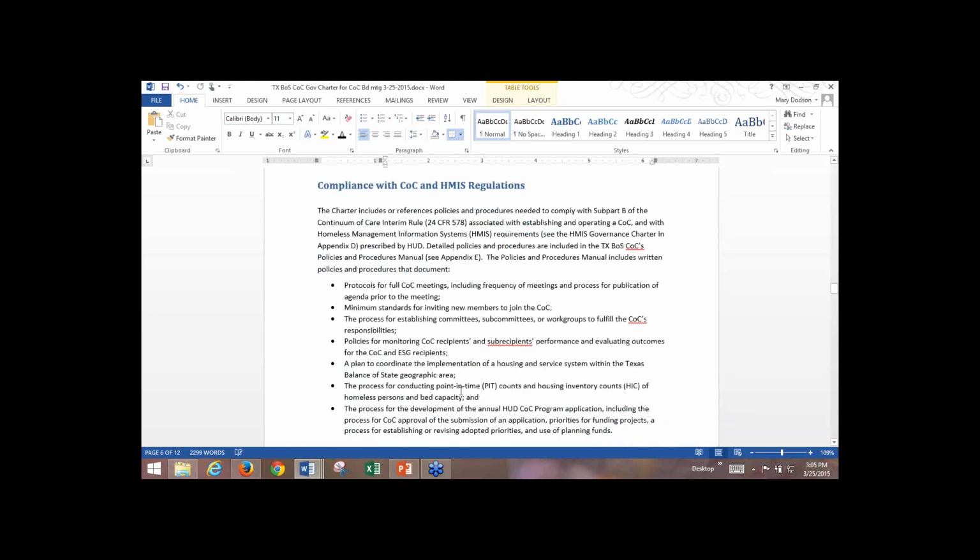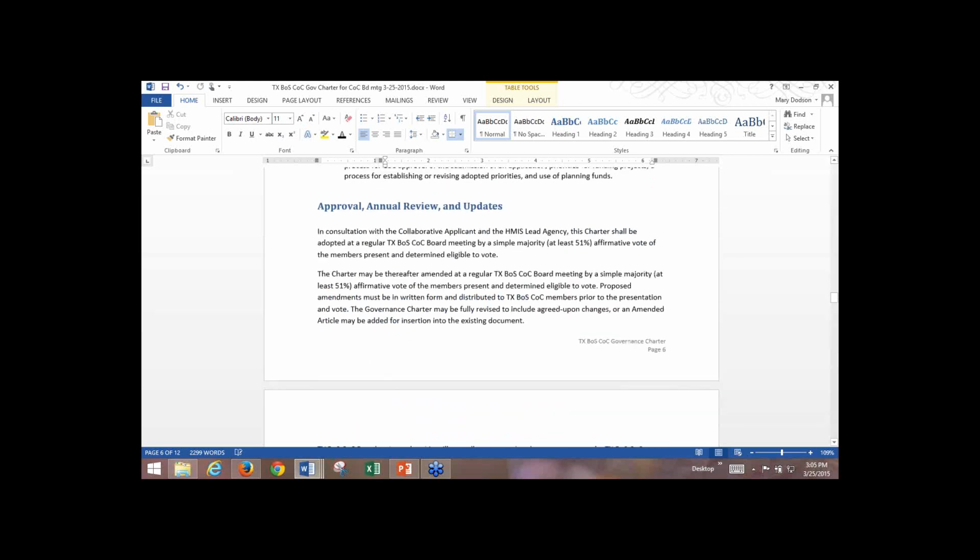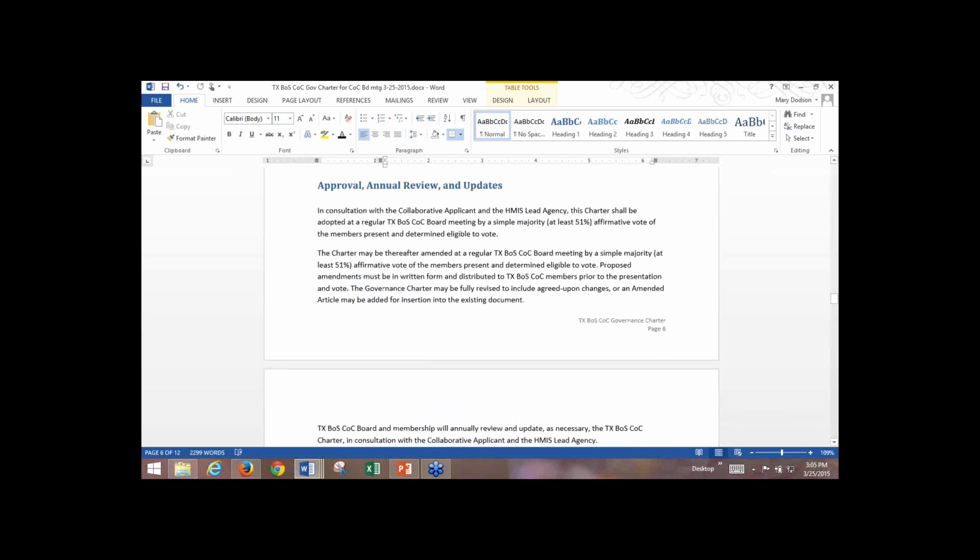All right, the next section is where we as a COC are agreeing to comply with all the COC and HMIS regulations and requirements. And the last section just talks about how this charter will be approved, how we will review it at least annually, and how it can be updated at any board meeting and voted on by a simple majority of members who are present and determined eligible to vote.